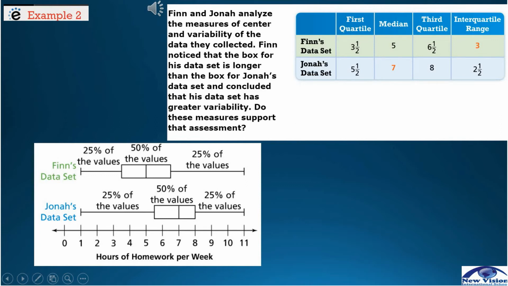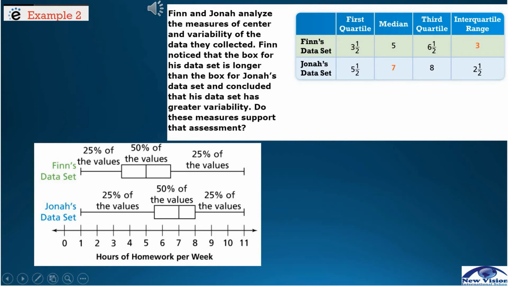Now, it's stated here, Finn noticed the box for his data set is longer than the box of Jonah's data set and concluded that his data has a greater variability. So we are going to support who has a greater variability in our data based on the box plot. Is it Finn's data or Jonah's data? Looking back, the IQR tells the variability. So who has greater variability?